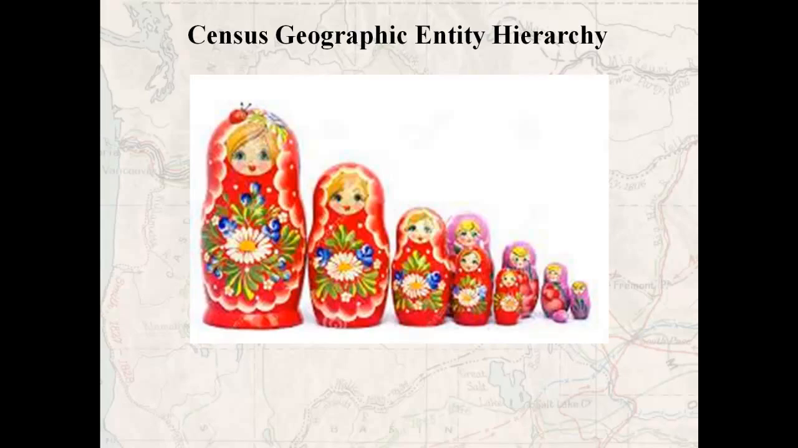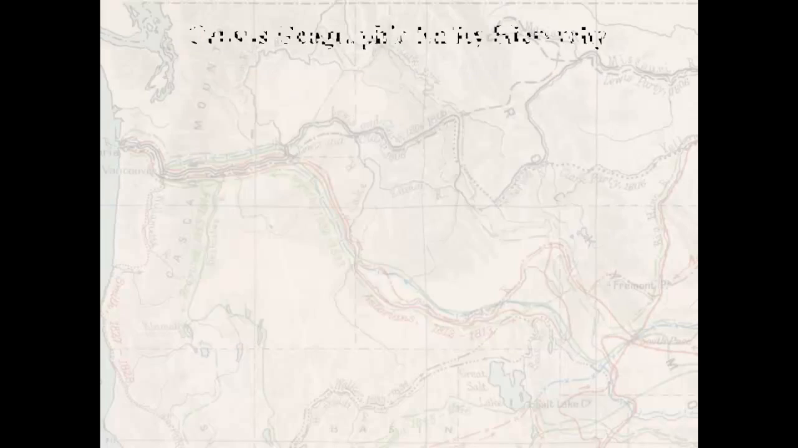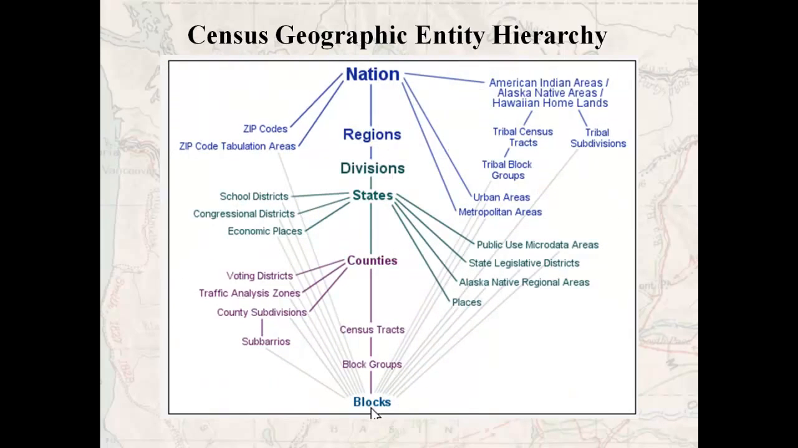The example of that is gerrymandering. They use it in politics for voting districts. The census wanted to get away from that and make it a politically neutral entity hierarchy, so they came up with this hierarchy about 25 years ago. This is the way it works.